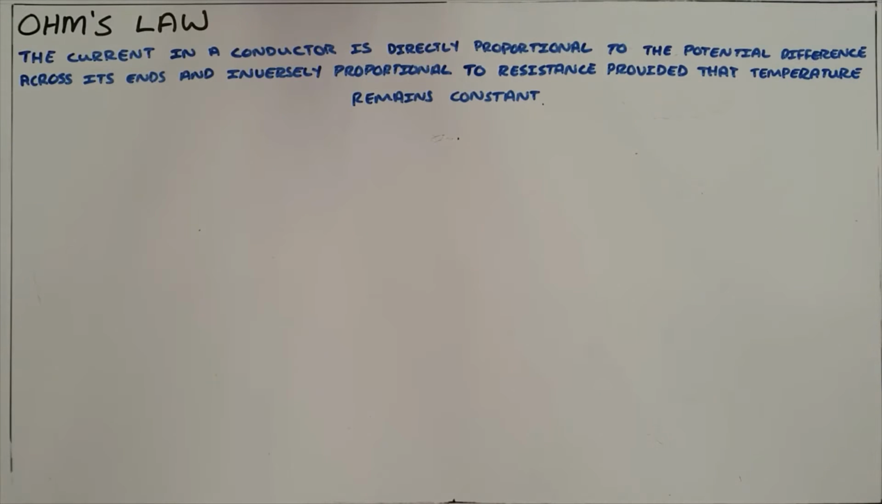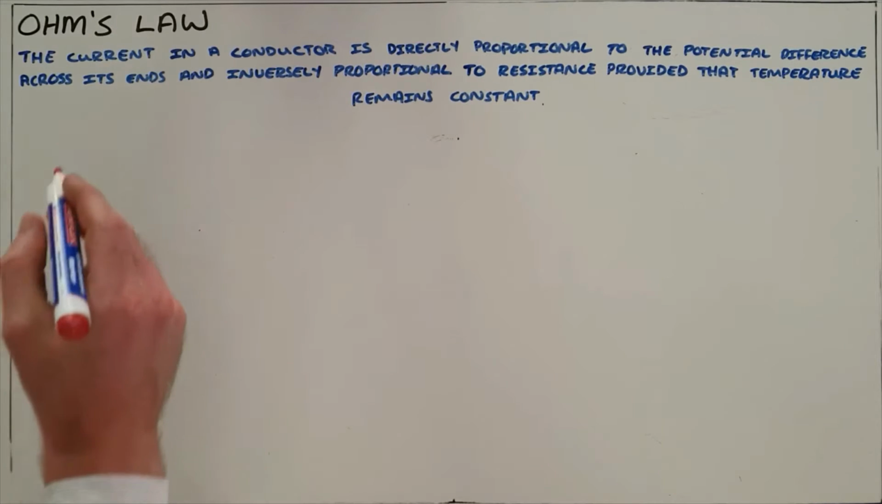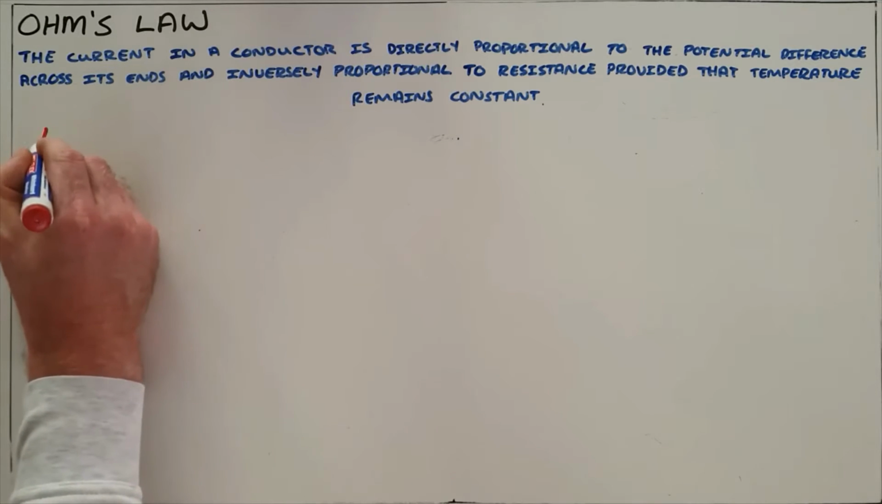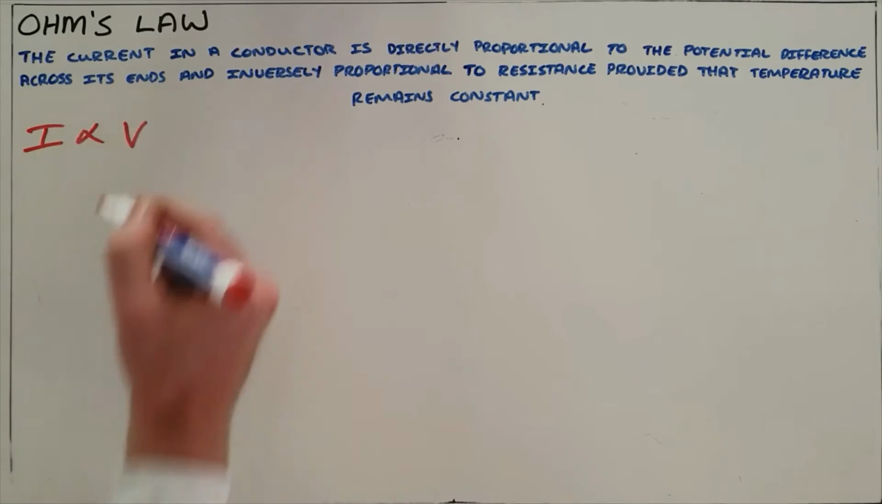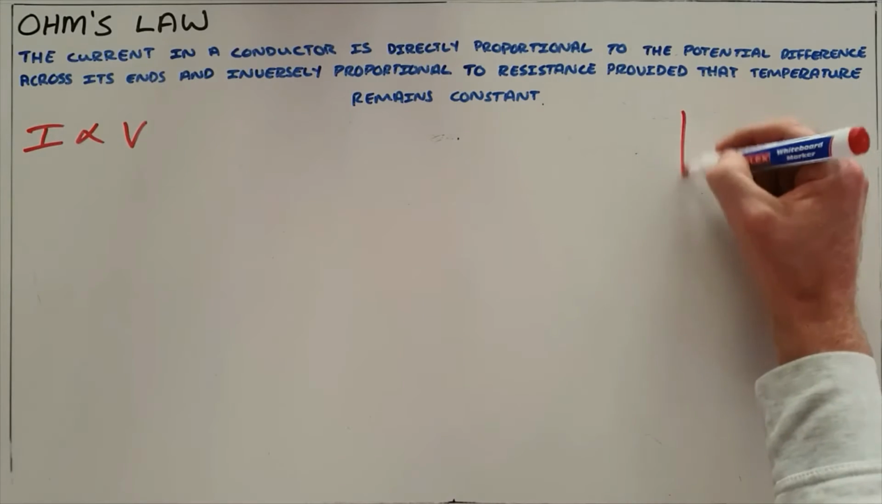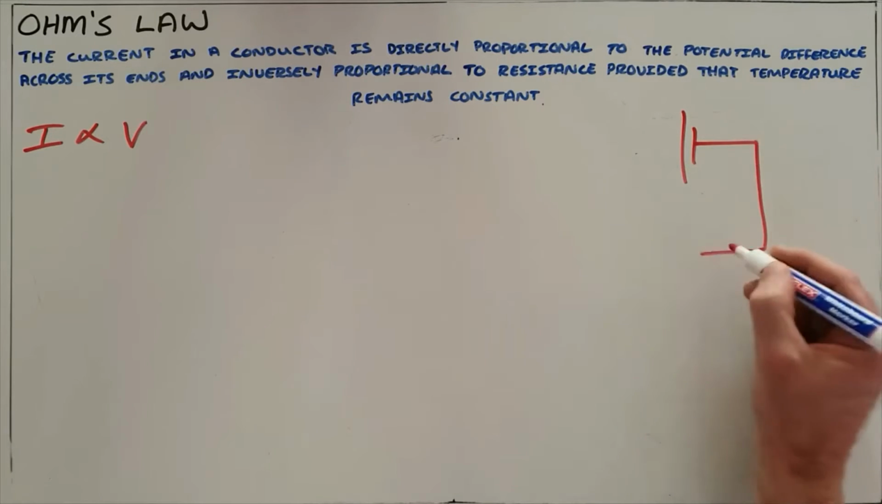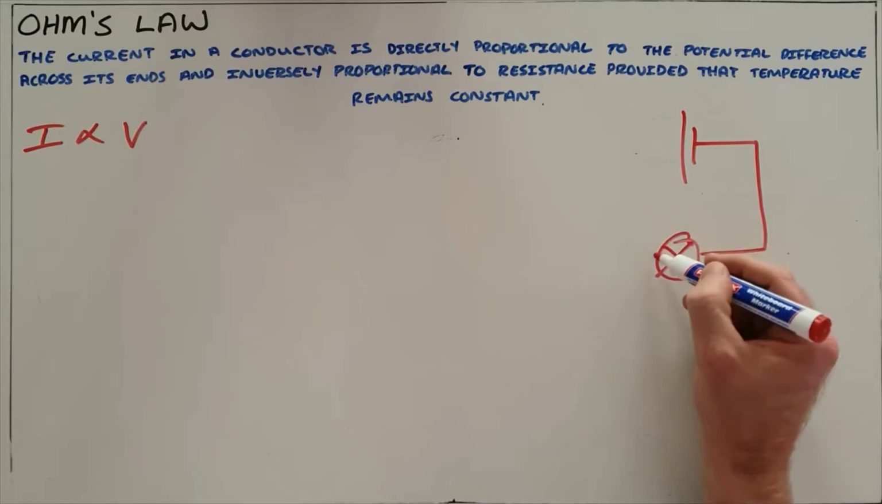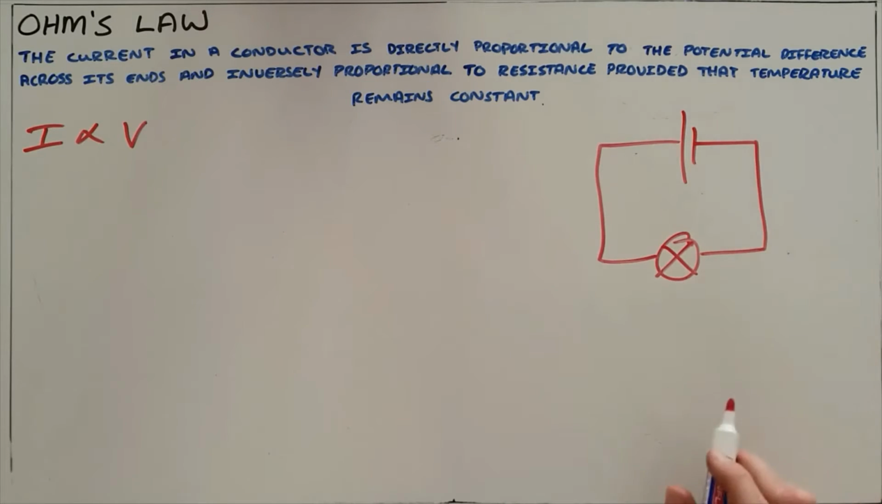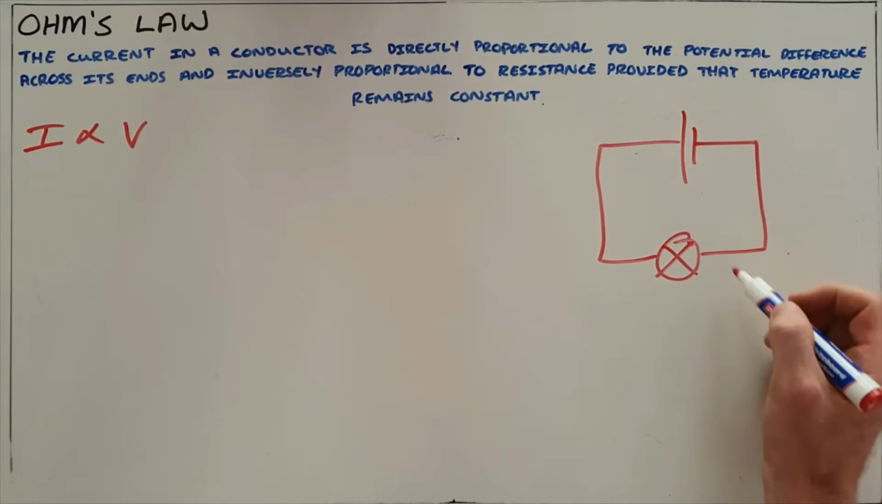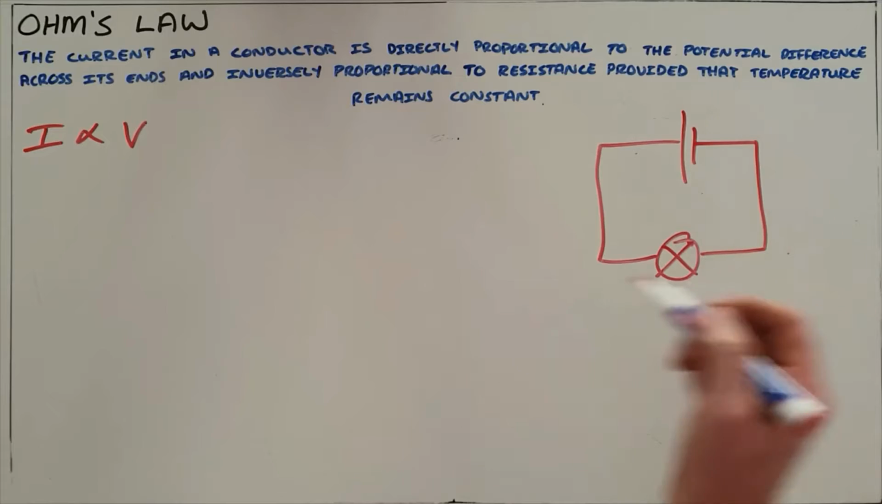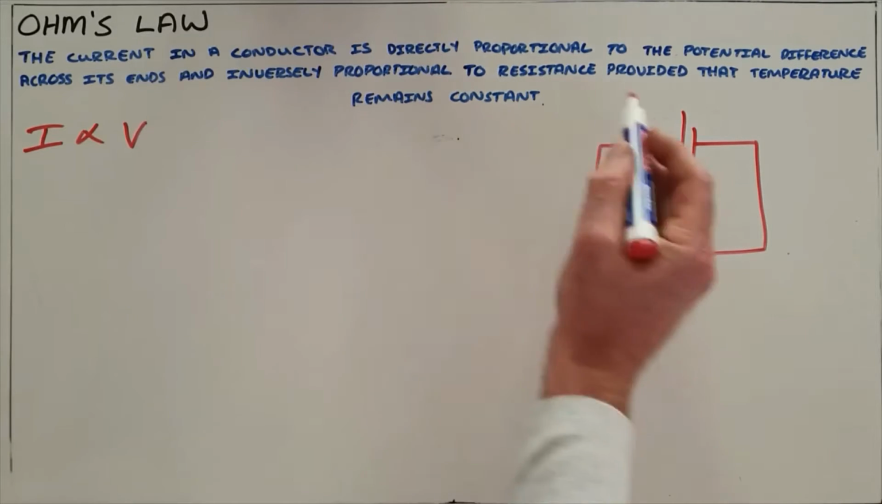Ohm's law states that the current in a conductor is directly proportional to the potential difference across its ends and inversely proportional to the resistance, provided that temperature remains constant. So if we break it down, we can see that current is directly proportional to voltage. We have a circuit in which we have flowing current because there's a power source and a closed circuit, and what they are telling us is that the bigger the voltage is between 2 points, the more energy there is, therefore the bigger the current is. So that's the first part of our definition.